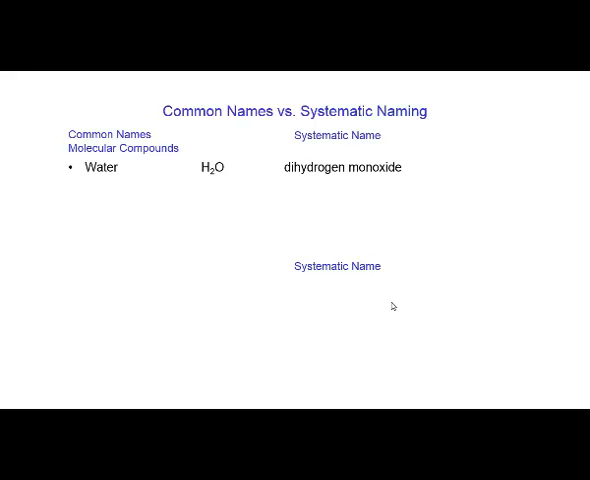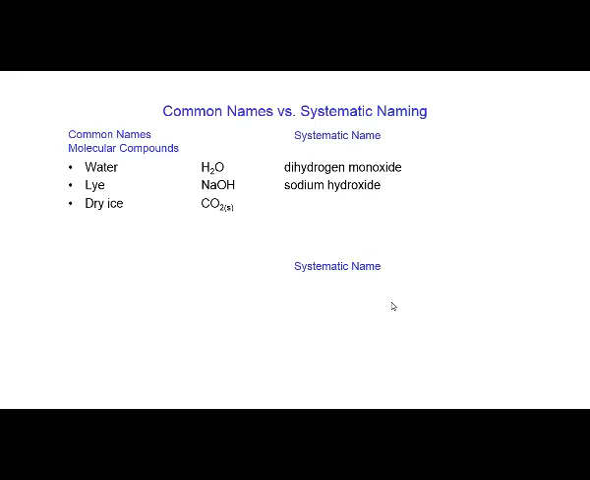A common name you might hear in society is lye. Lye is sodium hydroxide. So in systematic naming, I name sodium first, then hydroxide. It's really not a molecular compound. This is a base. So perhaps I should have put it with the ionic compounds here in a minute. I did not swap it.